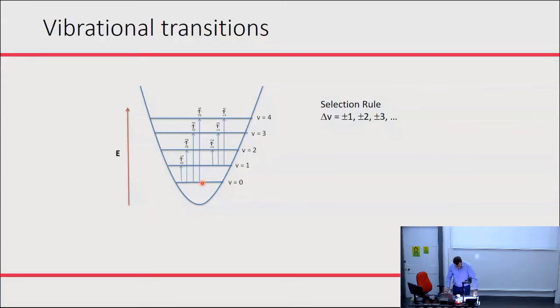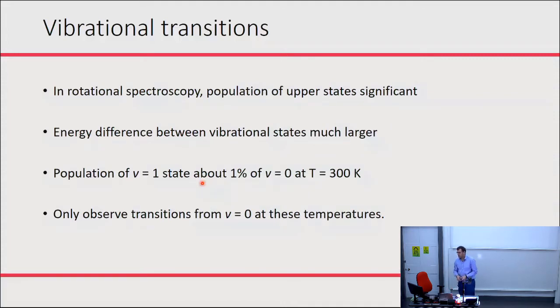So there's a lot to take in here. We need to start pulling all this together. The first thing is we can make this simplification. In rotational spectroscopy, because the levels are so close together in energy, in thermal terms, population of upper states is significant. However, as we saw in the calculation in the last lecture, population of the v equals 1 state is tiny compared to v equals 0. Therefore, we can usually assume that all transitions come from v equals 0, but we're going to challenge that assumption in a while. So normally, transitions we see in infrared spectra are usually from v equals 0.